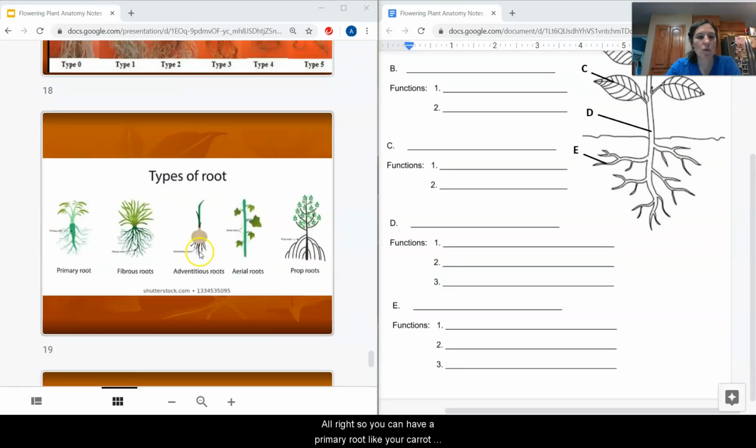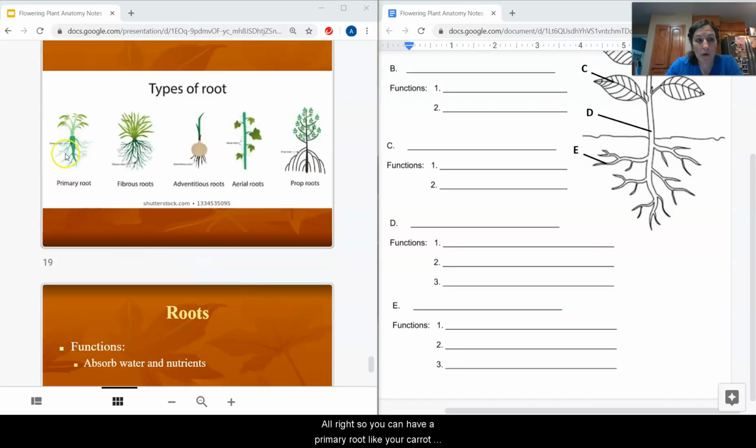All right, so you can have a primary root like your carrot, fibrous roots. You can have, like this guy, a more adventitious root. Aerial roots are pretty neat. We'll look at some pictures of those, and prop roots are really neat too, because those actually come out of the ground and prop the plant up, and I'll show you more pictures of those. So lots of different types of roots.